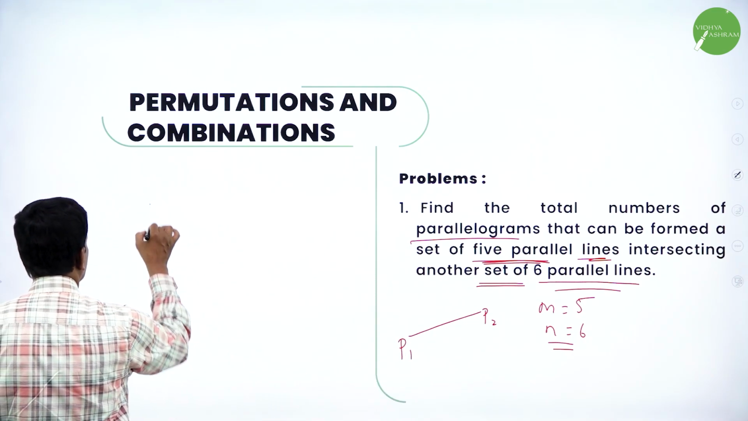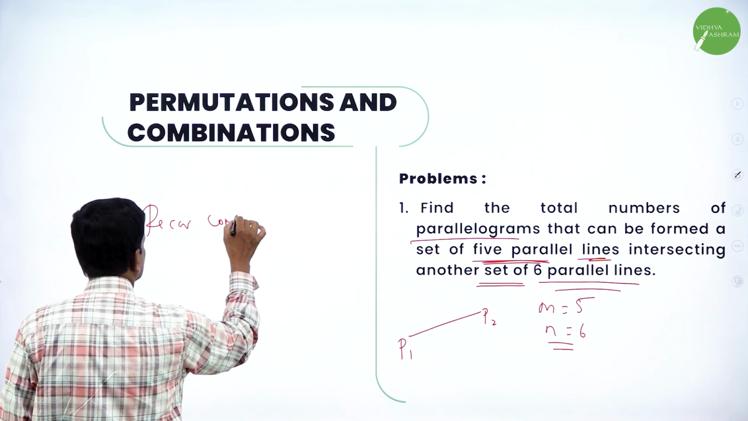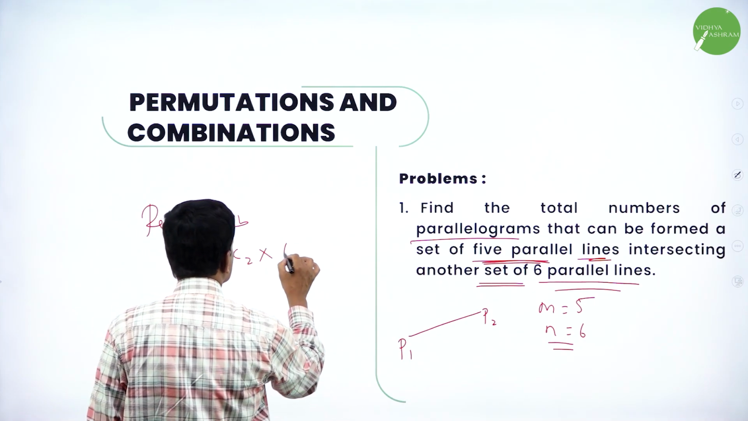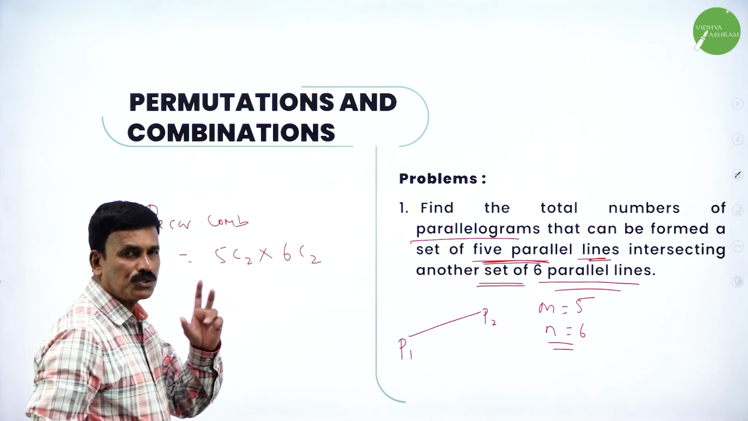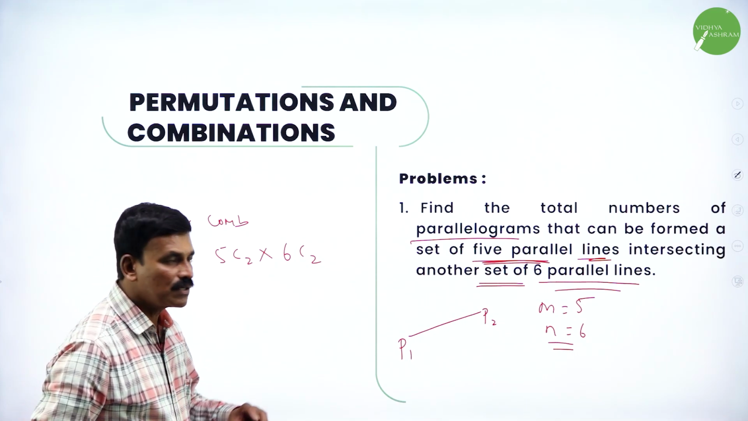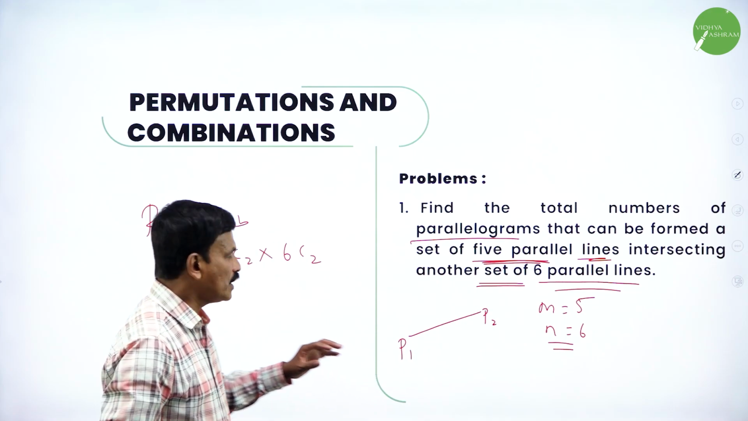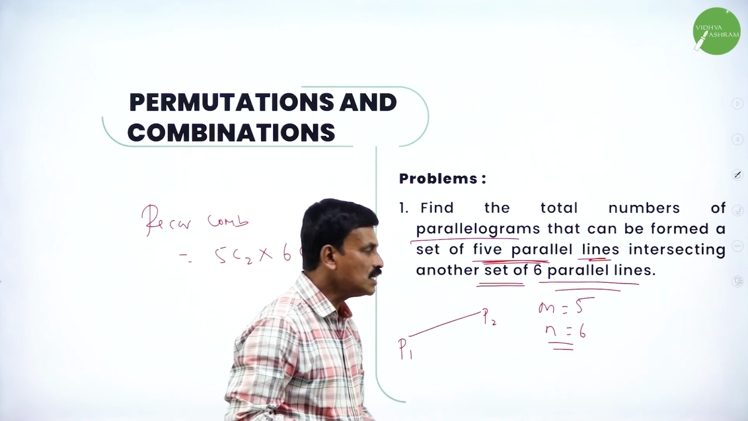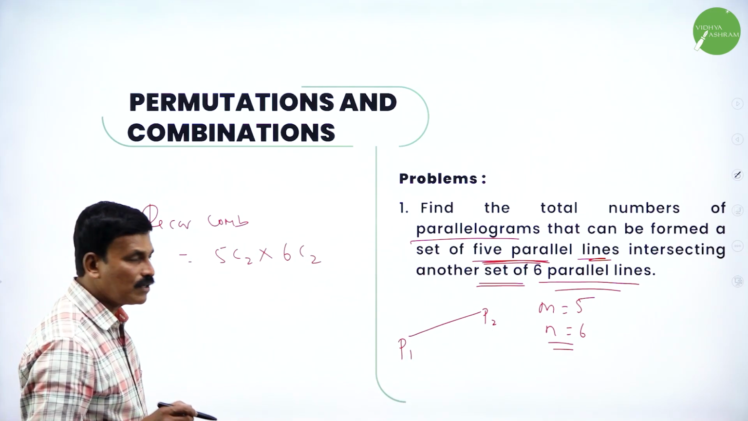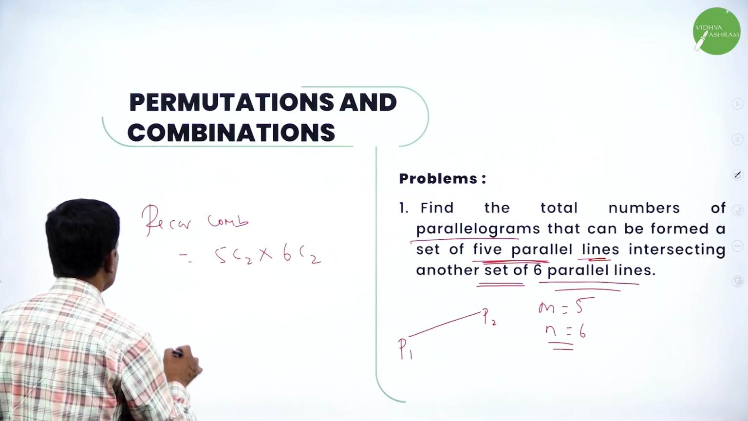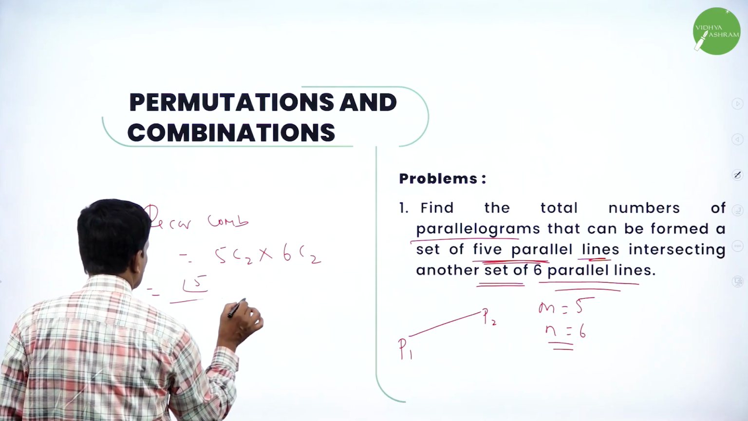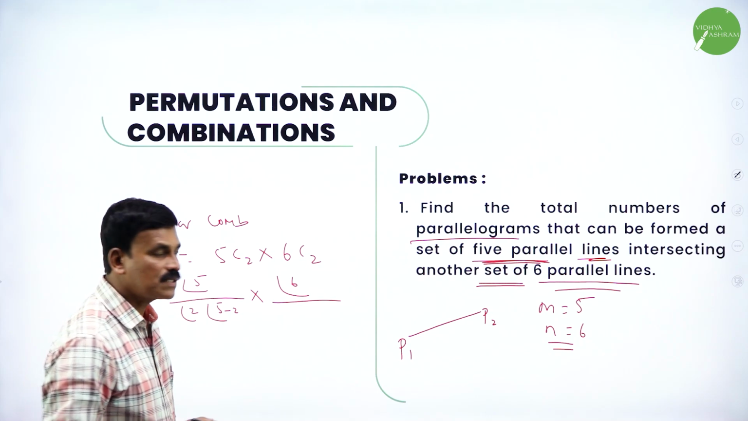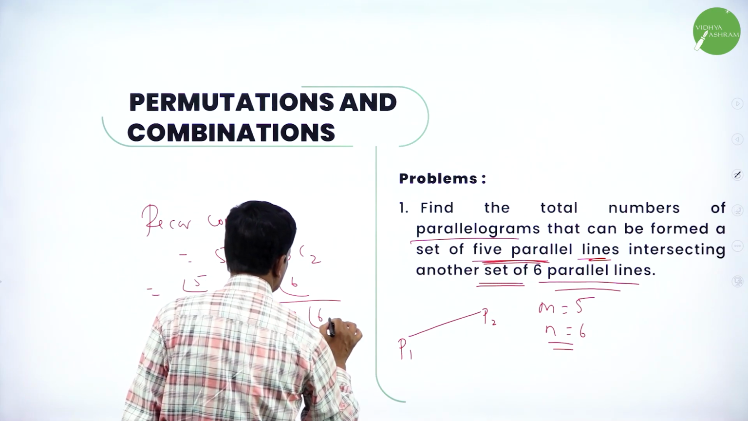So the required combination is, first 5C2 into 6C2. That's all. Because to draw a diagonal, minimum 2 points are required. From 5 parallel lines we are going to choose in 5C2 ways, and from 6 parallel lines we are going to choose in 6C2 ways. So therefore the required combination is 5C2 into 6C2, that's equal to 5 factorial divided by 2 factorial into 5 minus 2 factorial. Let me write 6 factorial divided by 2 factorial into 6 minus 2 factorial.